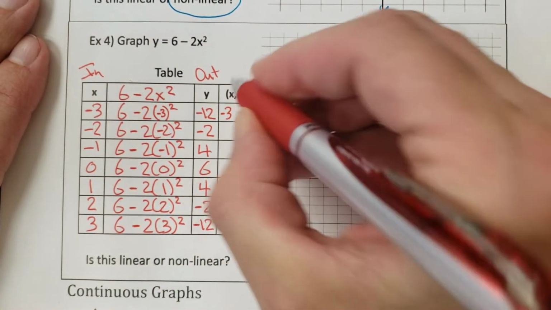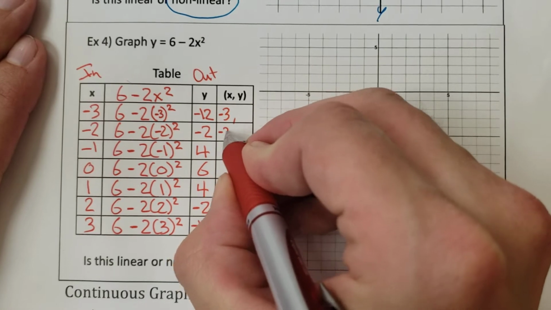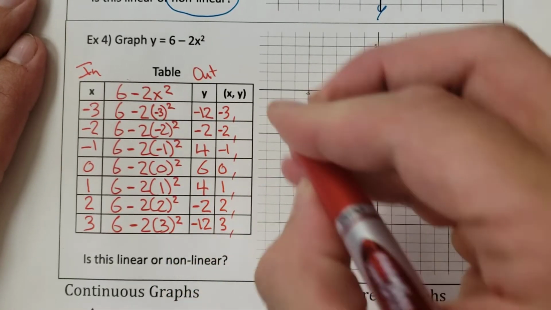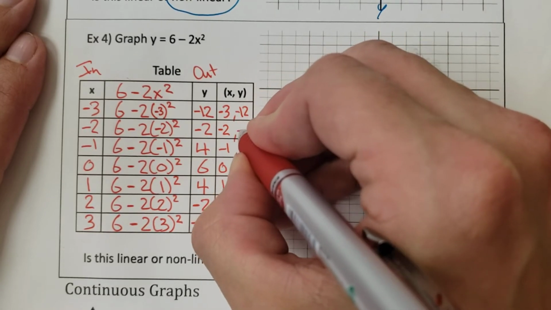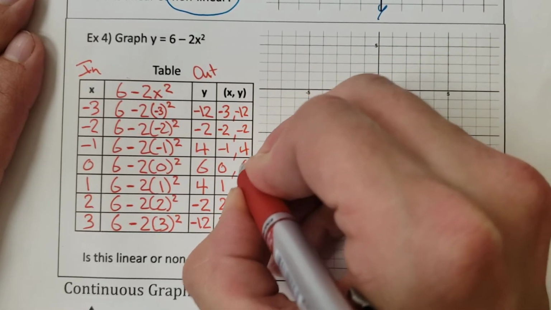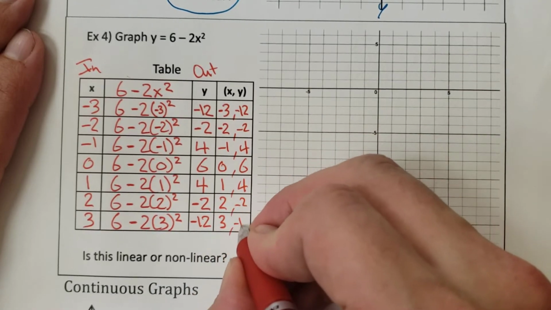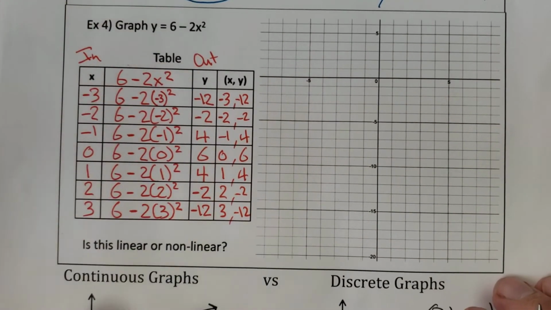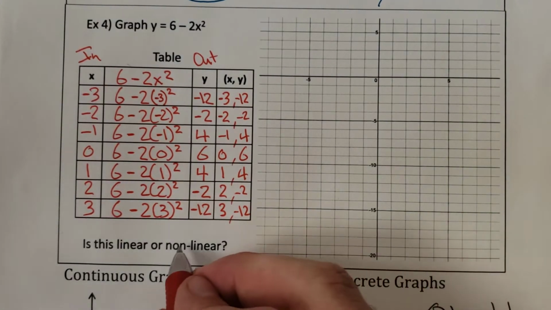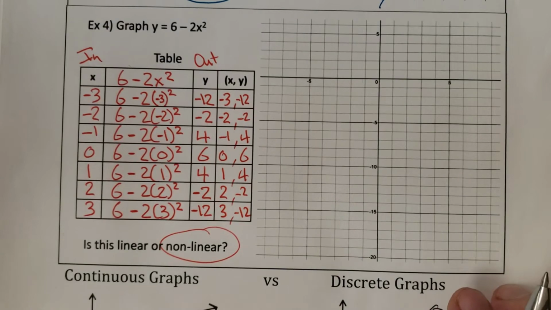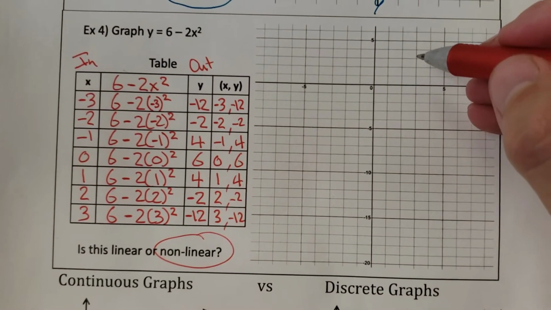Here are my inputs: -3, -2, -1, 0, 1, 2, and 3. Outputs: -12, -2, 4, 6, 4, -2, -12. All right, let's plot these coordinate points and see what happens. Spoiler, I have a funny feeling it's going to be non-linear again, because it's not going to make a straight line. It's going to loop. It's going to get goofy. Let's figure it out here.